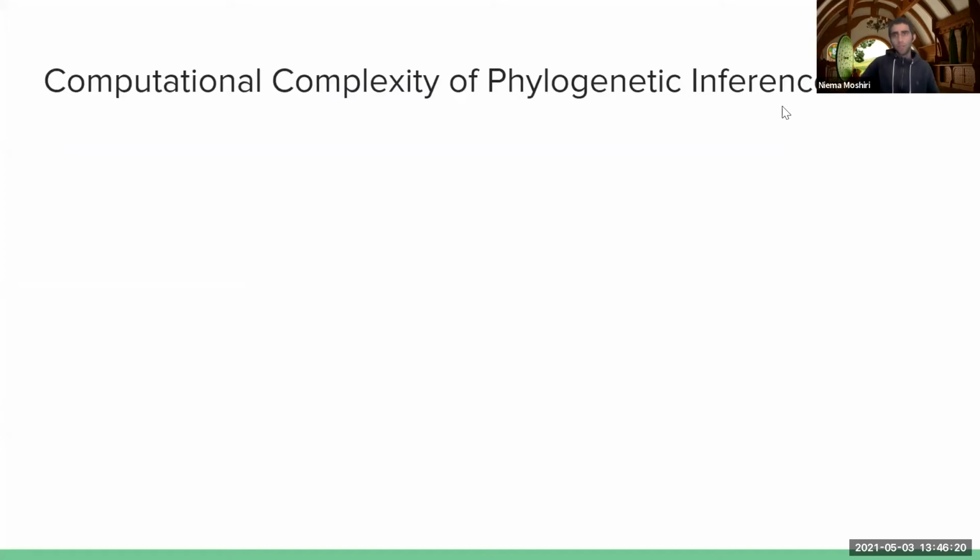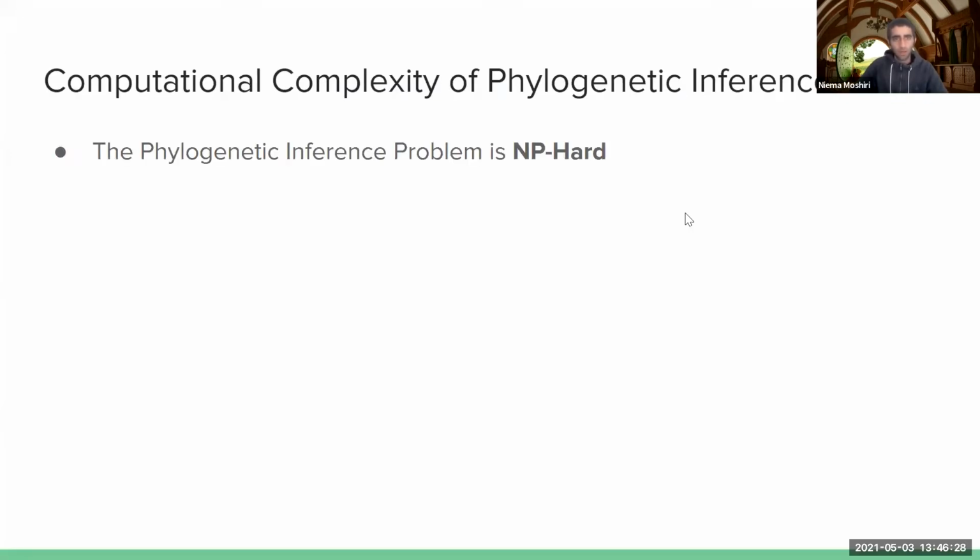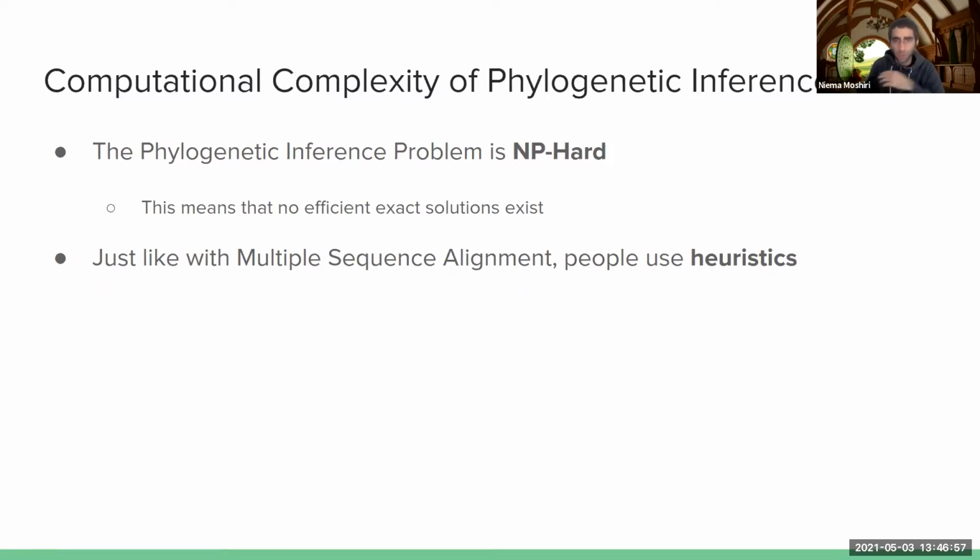Okay, so let's talk about the computational complexity of this. The algorithm that I've described sounds interesting, but it sounds pretty slow. In fact, the phylogenetic inference problem is NP hard. If you've taken a CS class, you might know what that term means, but for our purposes, all you should care about is that if I say a problem is NP hard, it means there does not exist an efficient exact solution. Just like multiple sequence alignment from last week, which was also an NP hard problem. So just like with multiple sequence alignment, what people do in practice is use what are called heuristics. We use algorithms that are not guaranteed to give the absolute best answer, but we hope they usually will give us a fairly good answer.